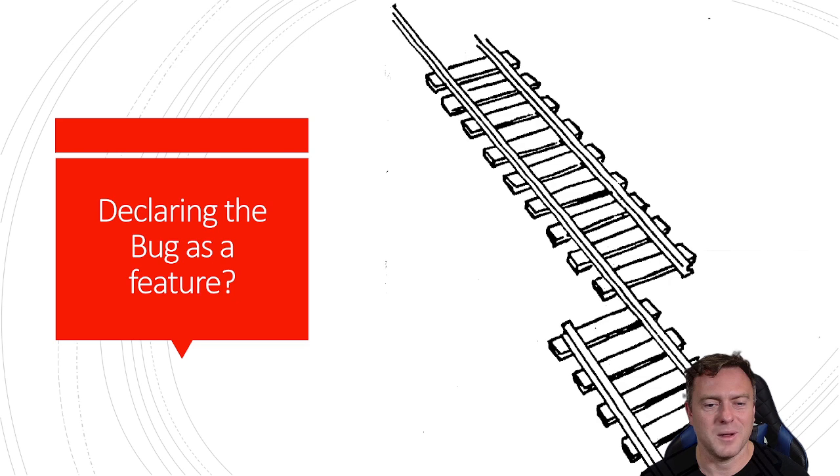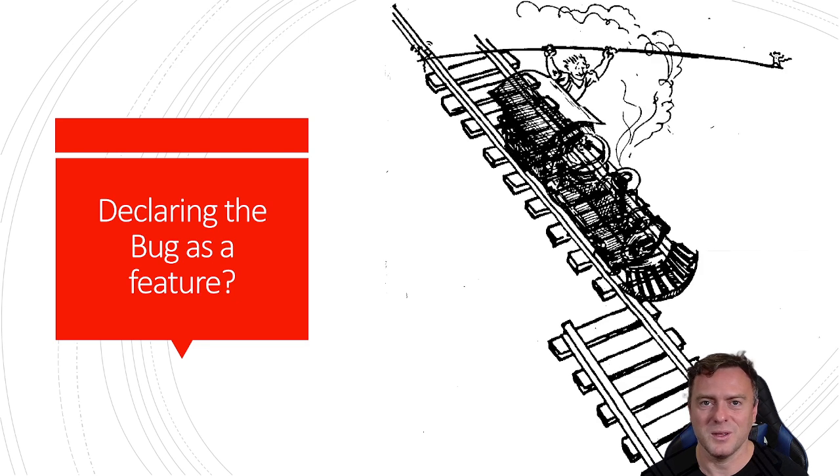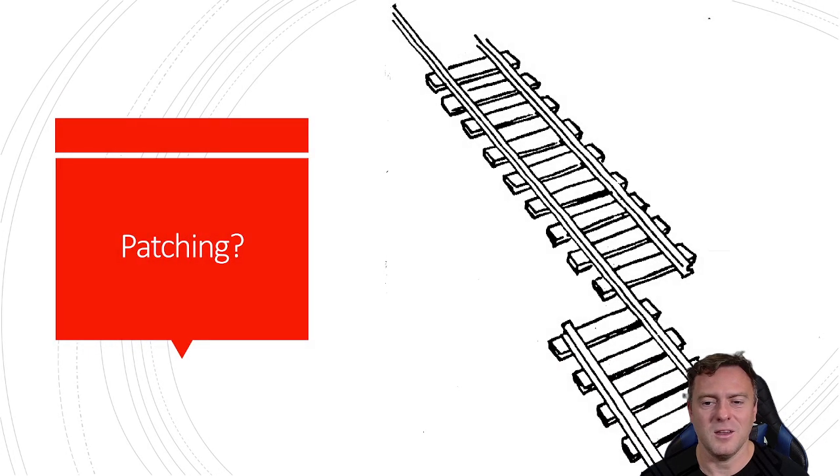You can then declare the bug as a feature. So putting a tightrope thing on it and trying to balance and get across, which is possible. Probably not the best thing using features, but it does happen from time to time. And then you can also do patching, which is what most people sort of do.